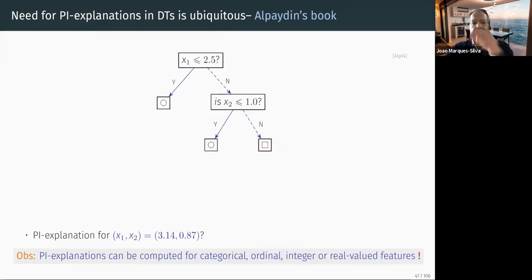Okay, so let's see another example. Oh, sorry, this is another example. This is from Alpaydin's book, 2014. And again, it's essentially the same example. So I hope I don't have to spend a lot of time on this one. Here, again, this x1 is not important. x2 is enough. In this case, as long as x2 is 0.87, the value of x1 is not important.